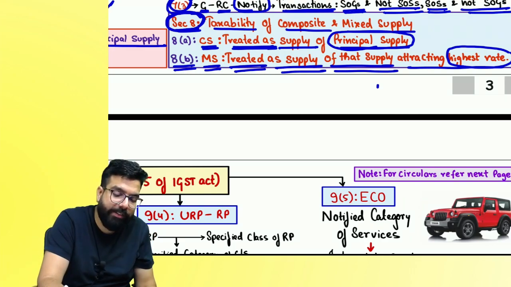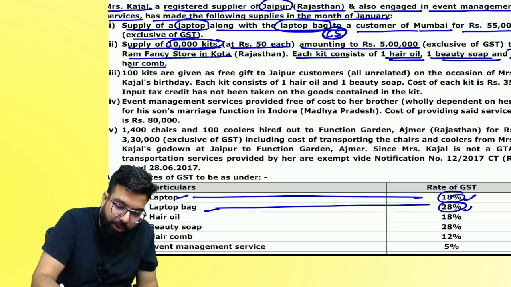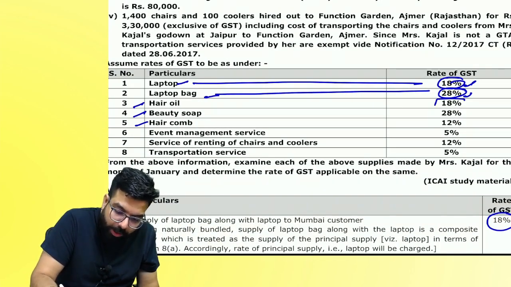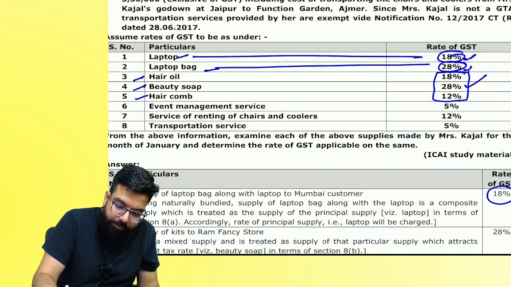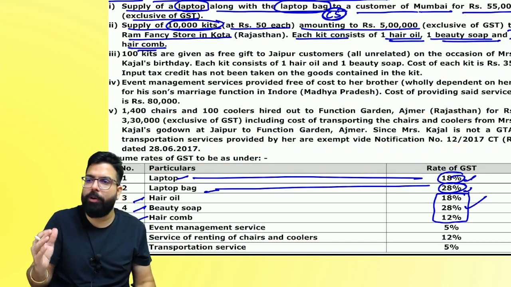Can you tell me which is the highest rate? In this question, hair oil, beauty soap and hair comb. What rate will apply? 28%. Can I go ahead, everyone? Next. People, are you able to understand the question?